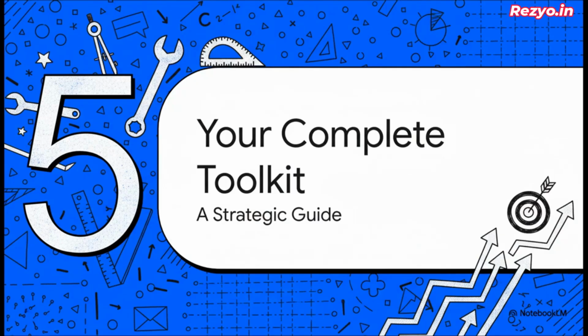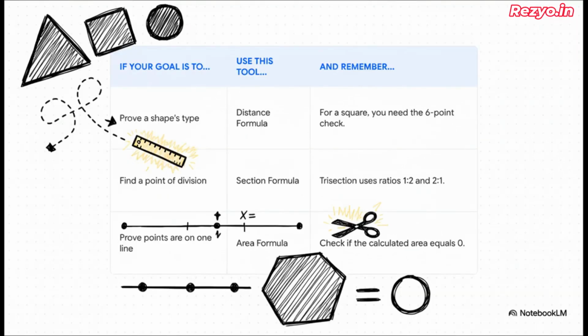So there you have it. You've got a complete, really powerful toolkit now. The only thing left is knowing which tool to reach for to solve which kind of problem. So let's put together a quick little strategy guide. Think of this as your go-to cheat sheet. If your goal is to prove what kind of shape you're looking at, you grab the distance ruler. And remember that 6-point check for a square? If you need to find a point that divides a line, you're going to want the proportional divider, the section formula. And finally, if you need to prove without a doubt that a few points are all on the same line, you pull out the shape analyzer. That's the area formula. And you check if the answer is 0.